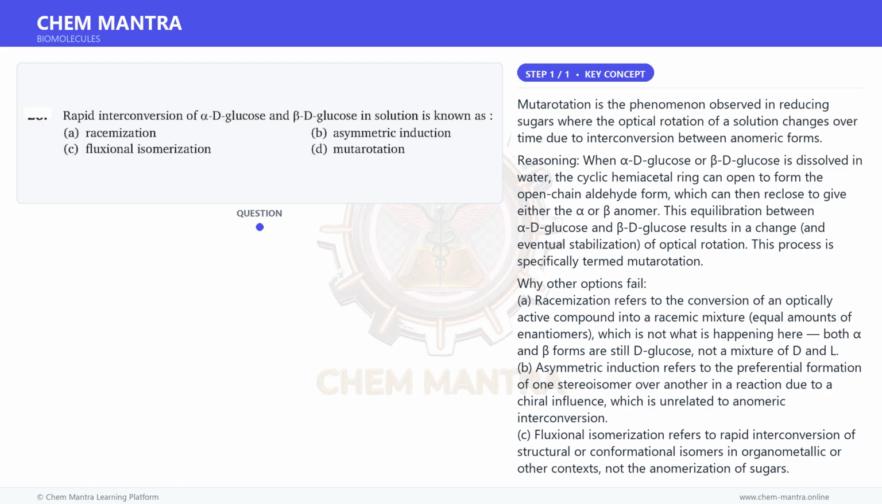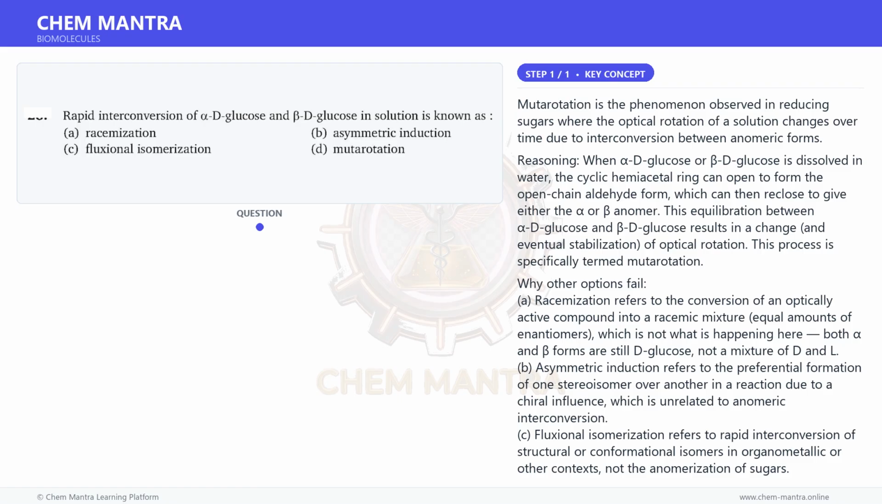This equilibration between alpha-D-glucose and beta-D-glucose results in a change and eventual stabilization of optical rotation. This process is specifically termed mutarotation. Why other options fail? A.